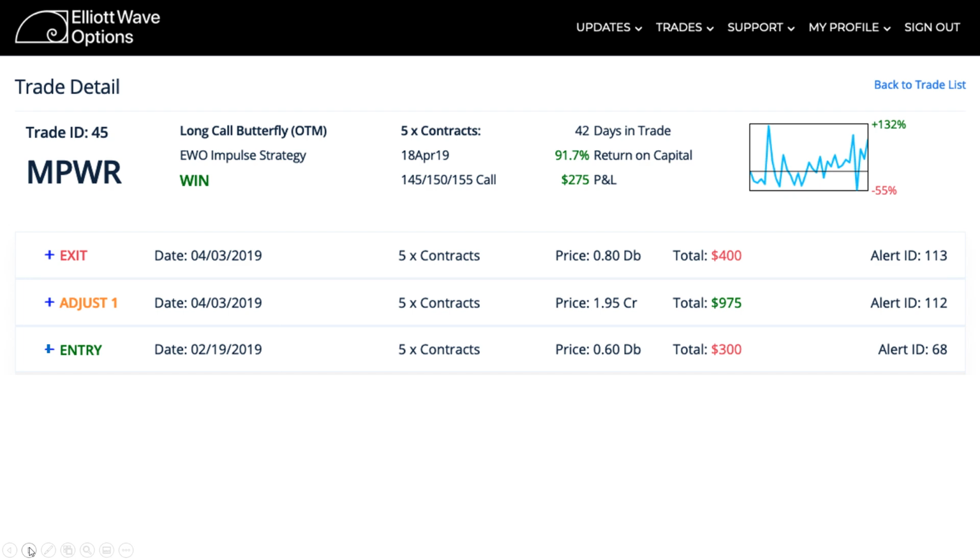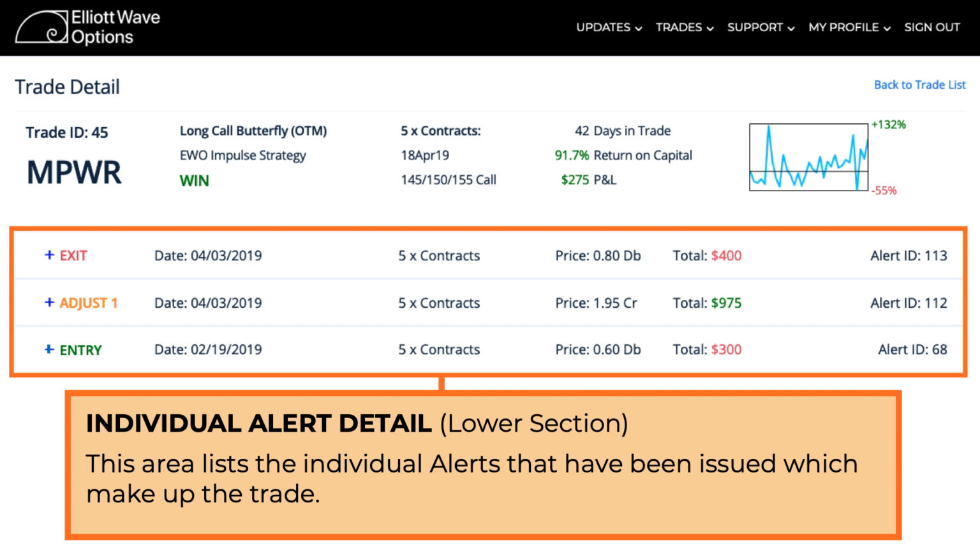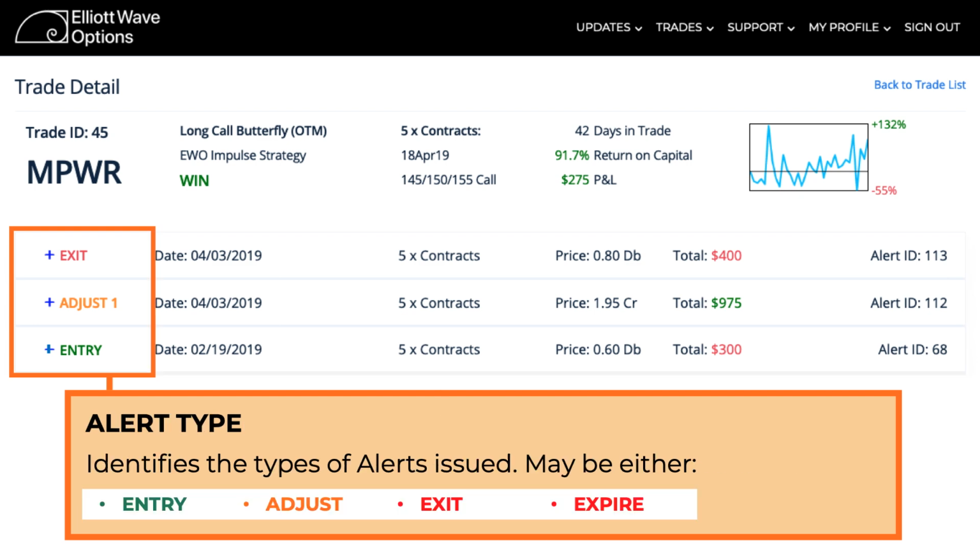So here's an example of our trade detail screen. The overall trade details in the top section show you a high-level overview of the current position of the trade, similar to the trade listing. The individual alert details in the lower section show you the individual alerts that have been issued which make up the trade. The alert type identifies the types of alerts issued.